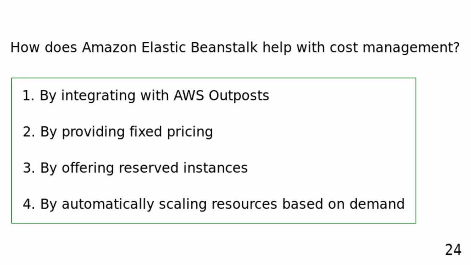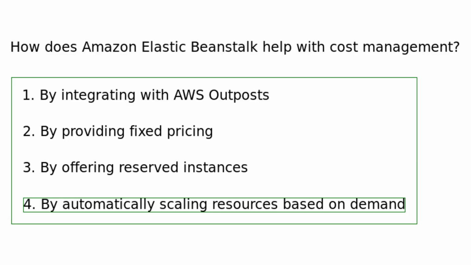How does Amazon Elastic Beanstalk help with cost management? By integrating with AWS Outposts. By providing fixed pricing. By offering reserved instances. By automatically scaling resources based on demand. Elastic Beanstalk helps manage costs by automatically scaling resources based on demand, reducing unnecessary expenditure.